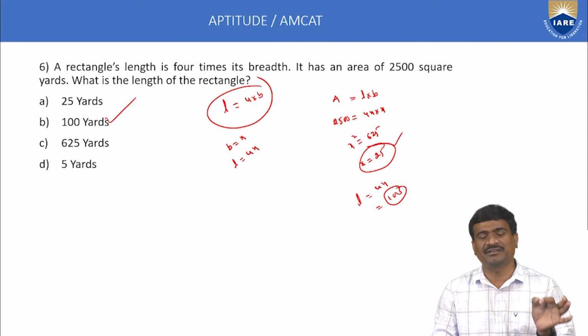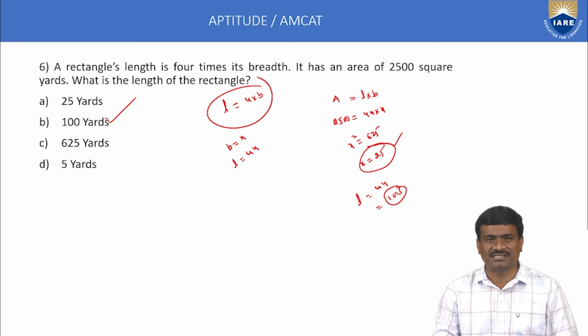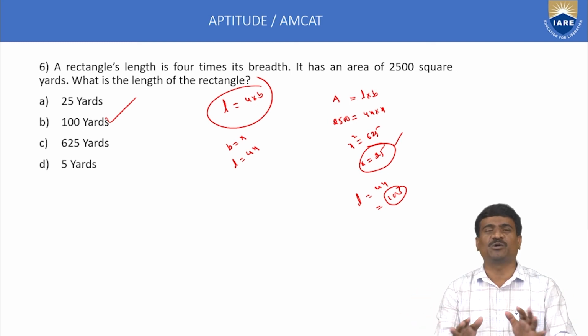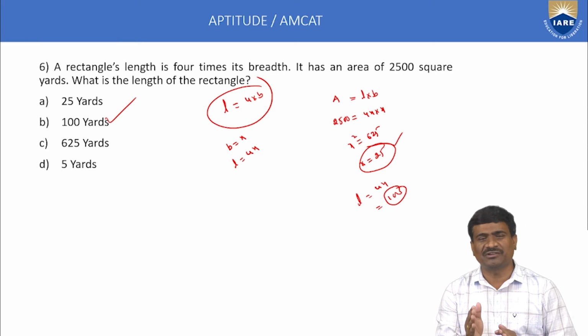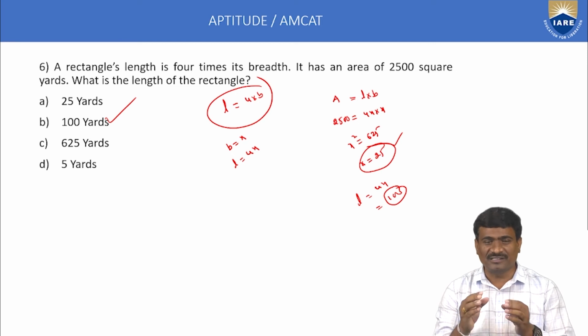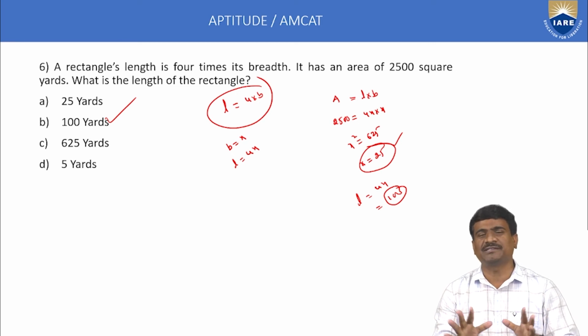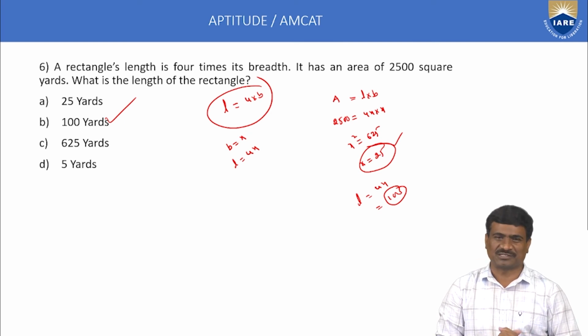Next, the sector concept is important. A part of the circle is called a sector. The area of a sector is equal to theta by 360 into pi r square. The length of an arc is equal to theta by 360 into 2 pi r. These principles are important for 2D figures, area and perimeter concepts.